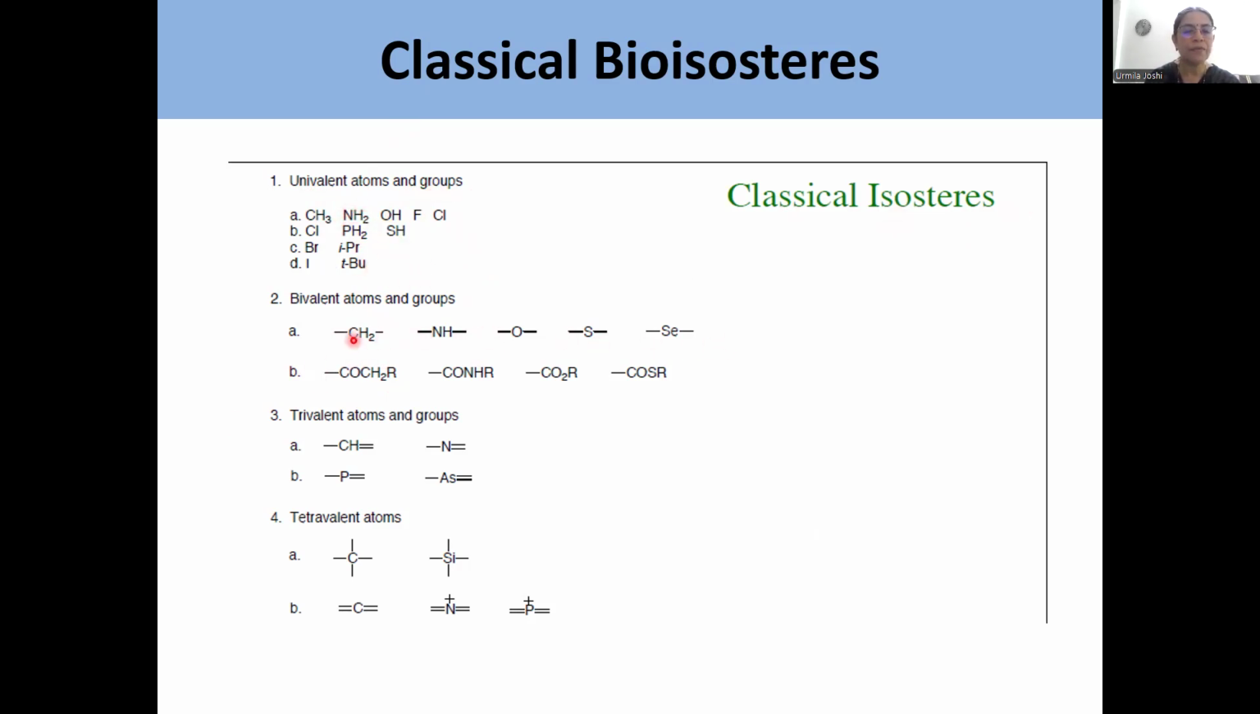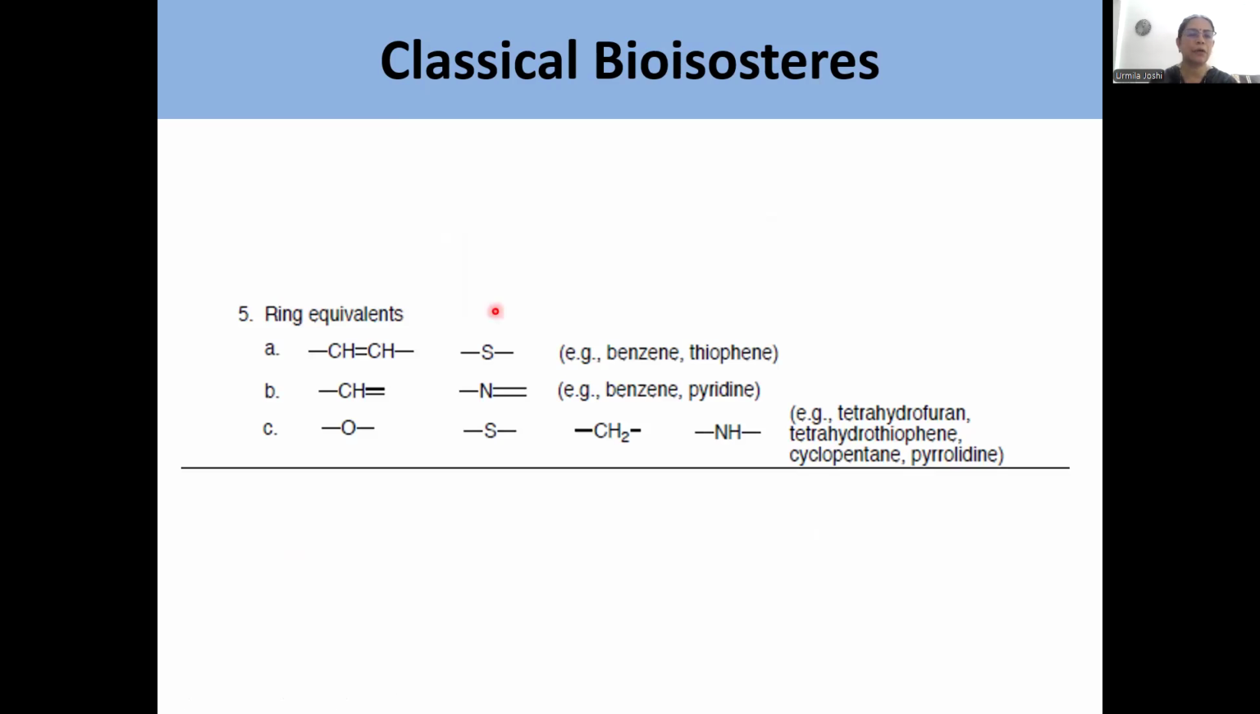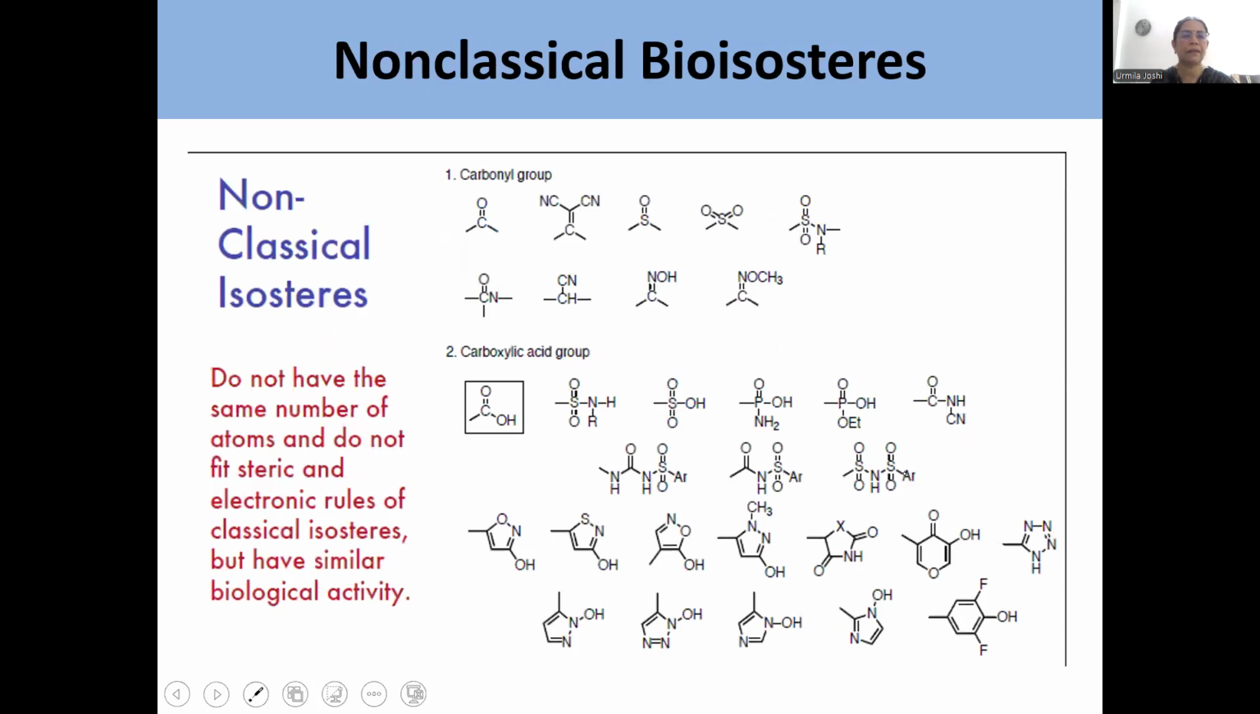Similarly, bivalent atoms, we are going to see examples of these in drug molecules. Trivalent atoms and tetravalent atoms. This table becomes important for writing in the exam, where you will give at least one or two examples of univalent, bivalent, etc. bioisosteric groups. These are the ring equivalents. Again, we are going to see examples of these. Just remember that these are the ring equivalents.